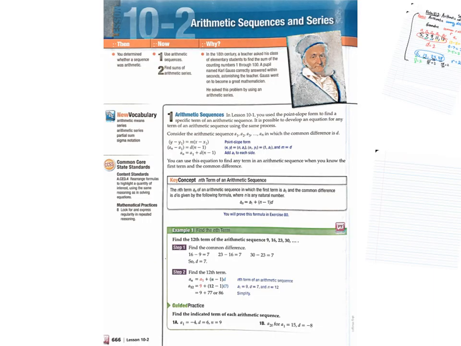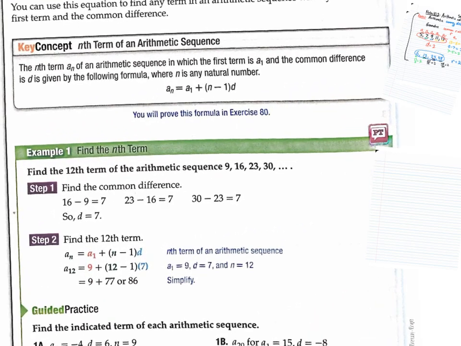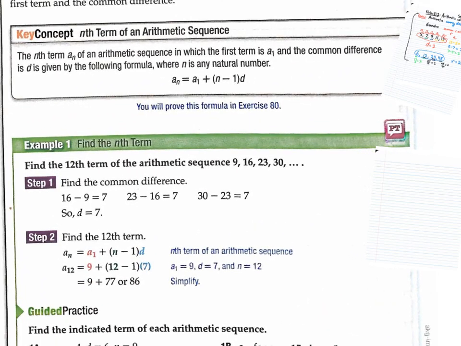And in our book, let's jump right into the key concept, all right? What does this say on the key concept? We're going to write this down in our notes. It says the nth term, a sub n. Remember, a sub n is just the location. Is it the third number, the fifth number? In this case, they're saying the nth number. So they could be talking about the 20th, the 30th number, and they refer to it as a sub n, okay? The nth term, a sub n, of an arithmetic sequence in which the first term is a sub 1.